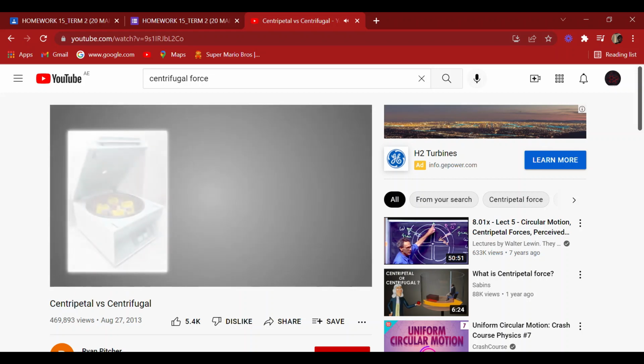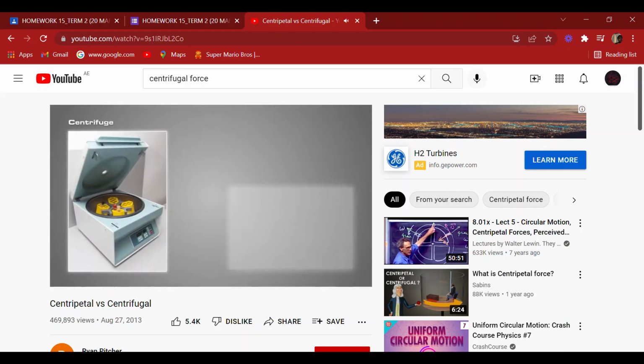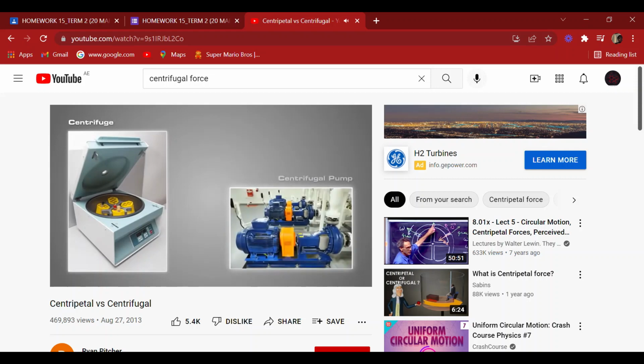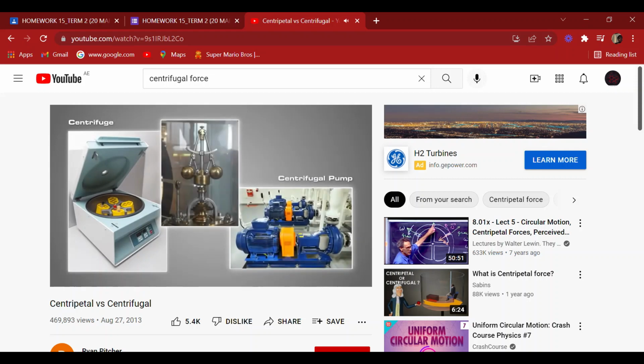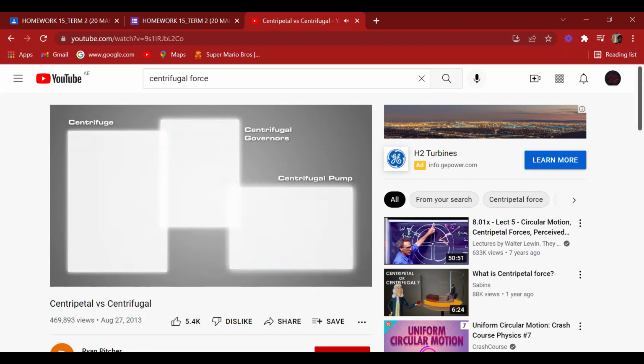The concept of centrifugal force is used to describe the physics of rotating devices such as a centrifuge, centrifugal pump, centrifugal governors, and more. Even though centrifugal force is not a real force, it's commonly used because it's easier to describe the fictional force than describing the lack of the real centripetal force.